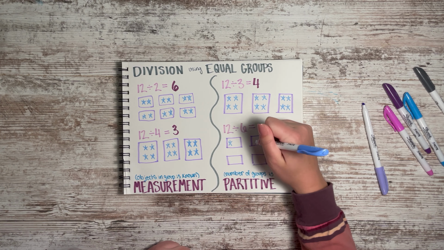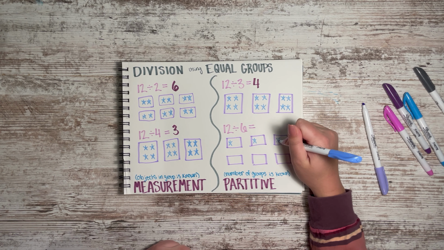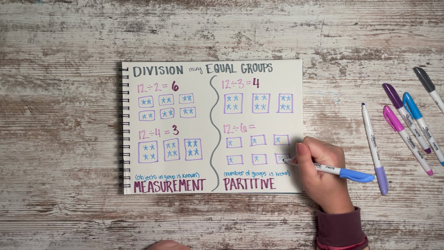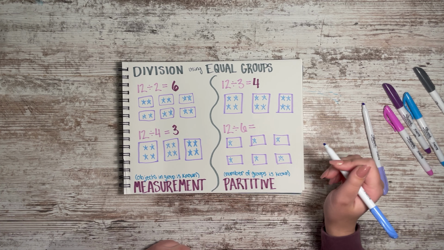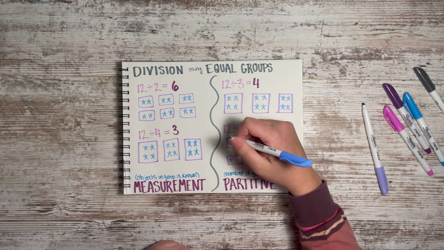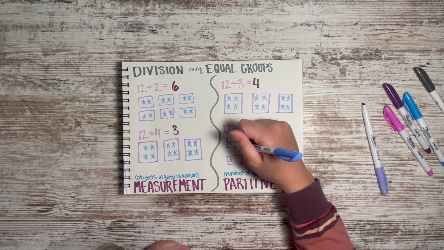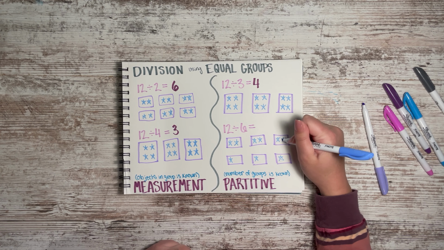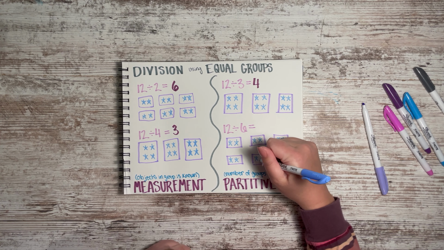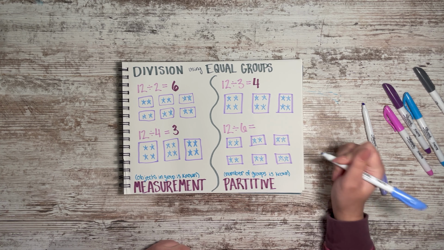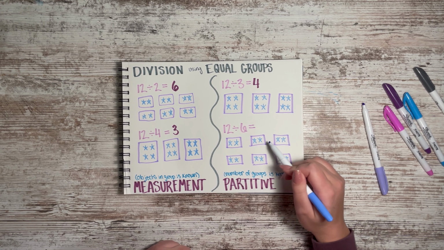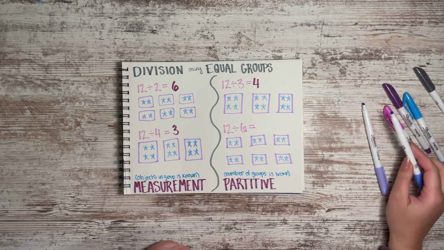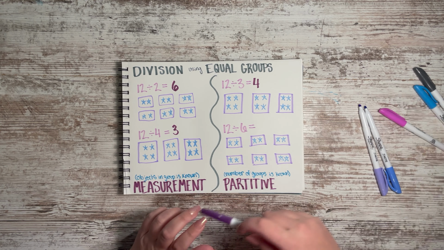So 1, 2, 3, 4, 5, 6. So each box has 1 star so far, and we're halfway there, so we're going to add 1 more to each box. 7, 8, 9, 10, 11, and 12. So now we have 12 stars total, and there are 2 in each of our 6 boxes. So our quotient is going to be 2.